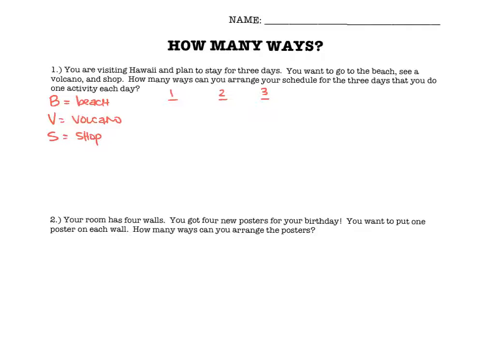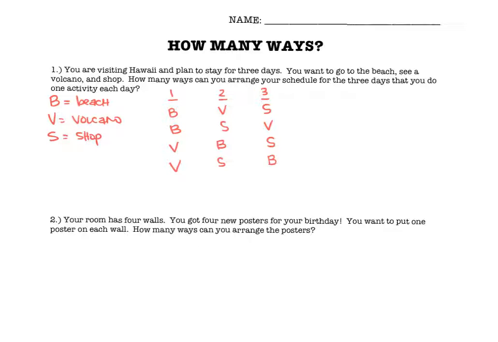So one option is I could go beach, volcano, shop, or I could keep beach on the first day, but flip the shopping and volcano. Now, there's no other way that I could have beach on the first day and arrange those differently. So I'm gonna move on and put something else on the first day. I'll put volcano there. So I could go volcano, beach, shop, or volcano, shop, beach.